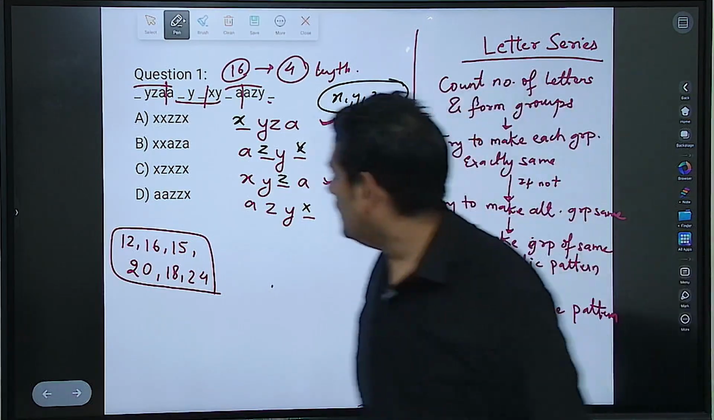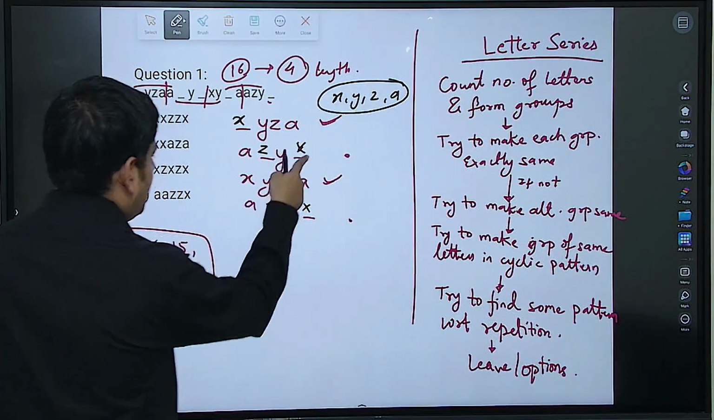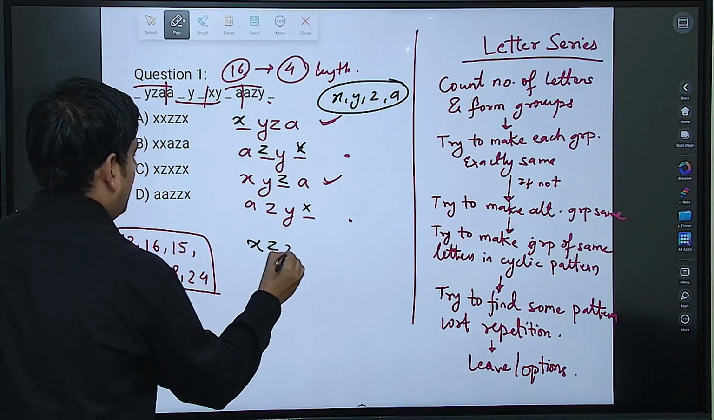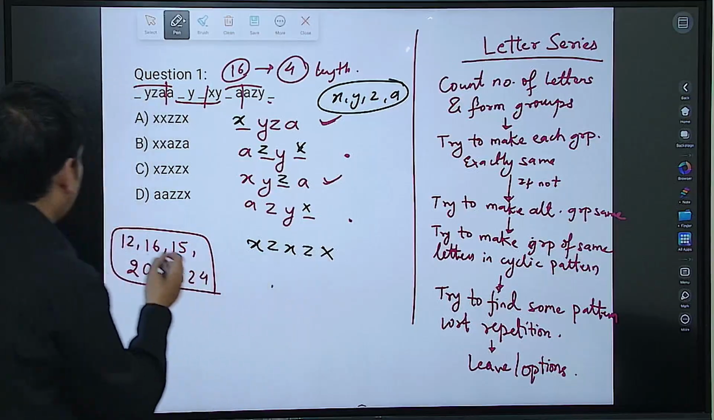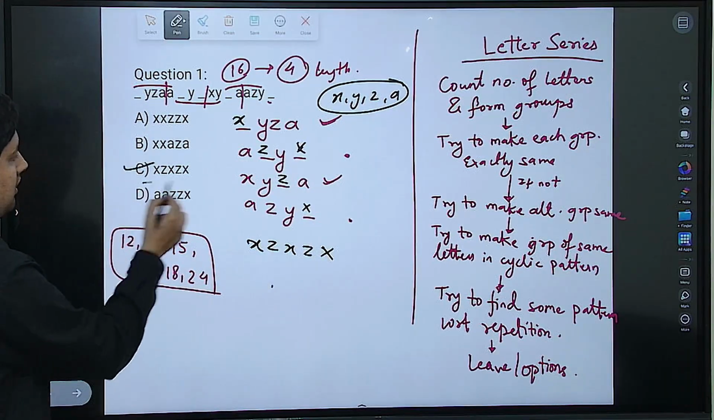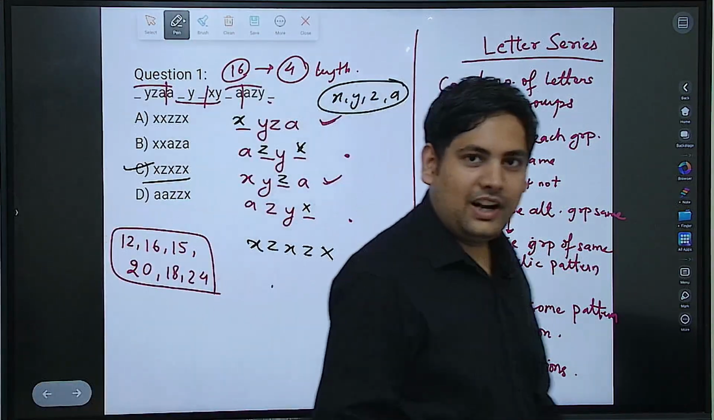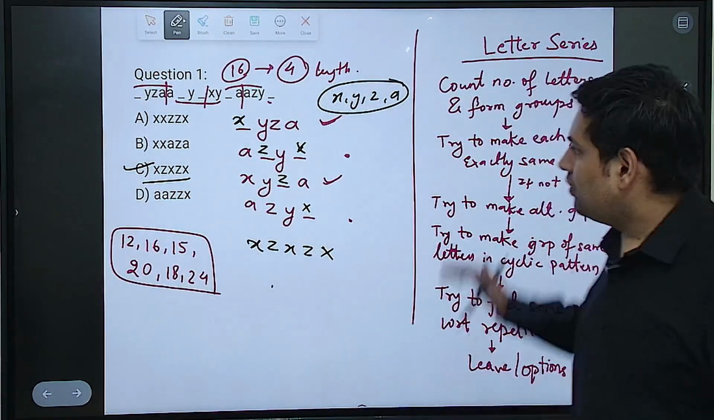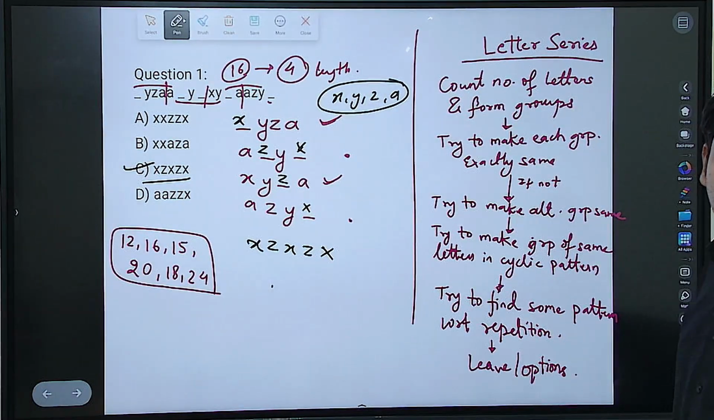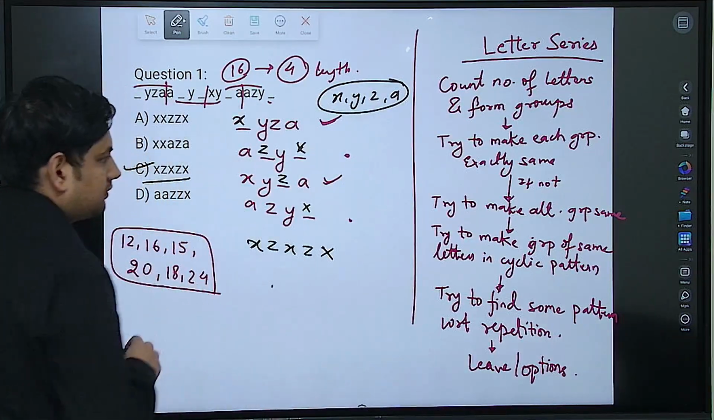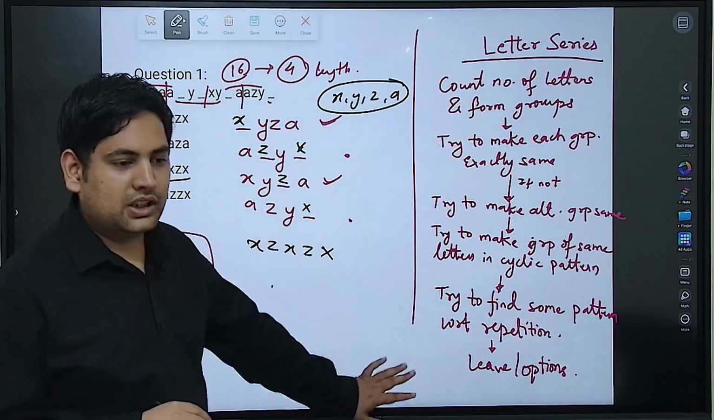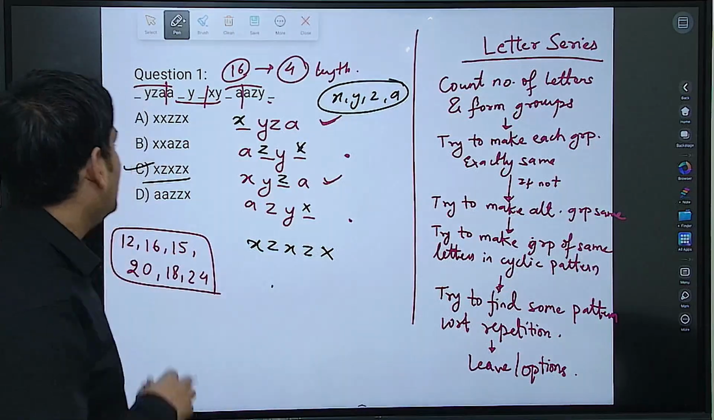Correct? Now let's see which option you are getting. X, Z, X, X, Z, X, Z, X, Z, X, Z, X, X, Z, X, Z, X. C would be your answer. Understood? Very simple method. You need to follow this flow chart to the T, and then you will get most questions correct. Understood? Now let's do the second. This flow chart you will remember, correct? Now next.